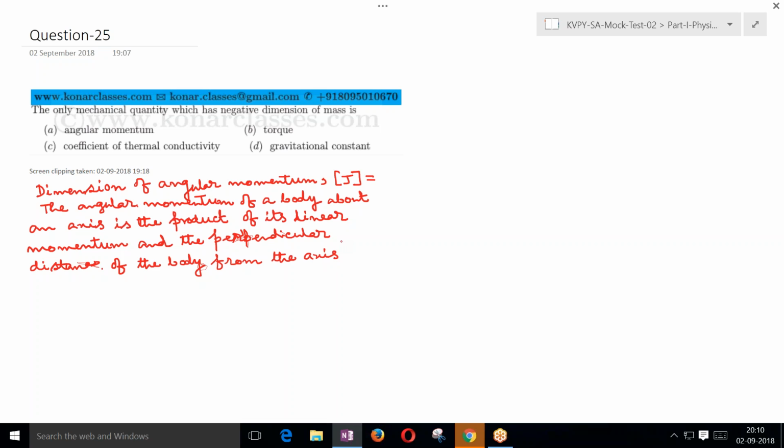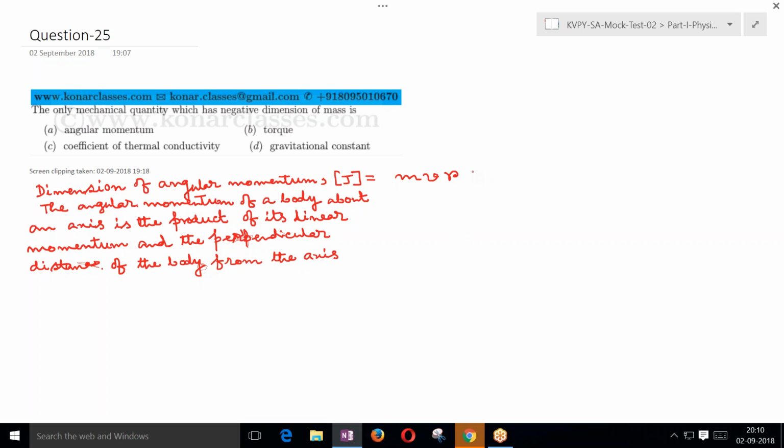Now let us realize this definition that I wrote. That means it is the product of its linear momentum. Linear momentum, we know, is m into v. And it is the product of this linear momentum and the perpendicular distance from the axis. So let's define this as r.